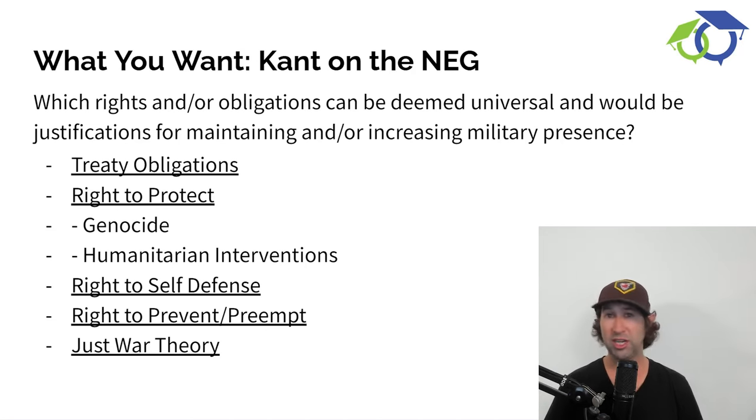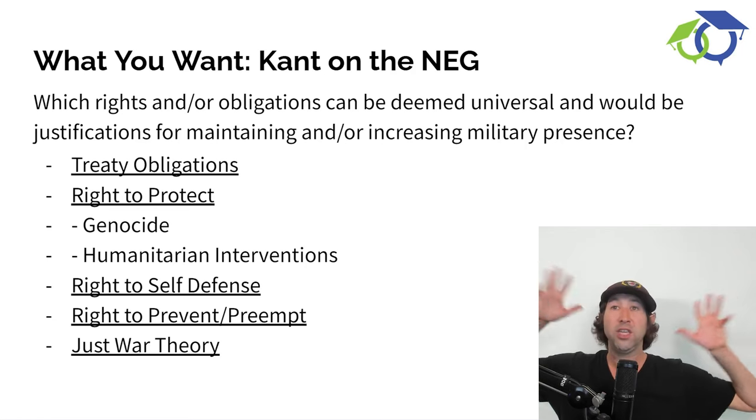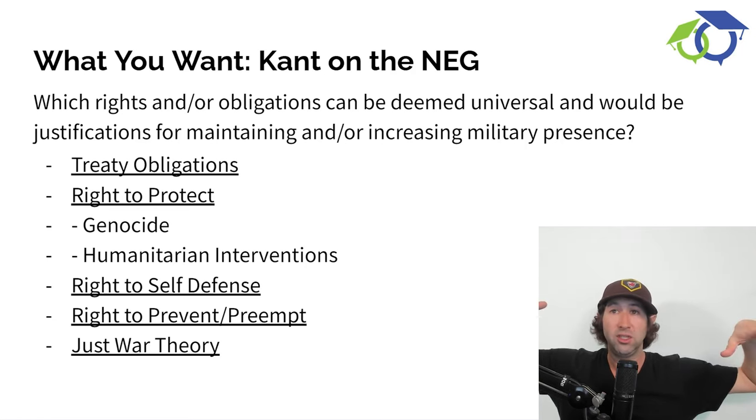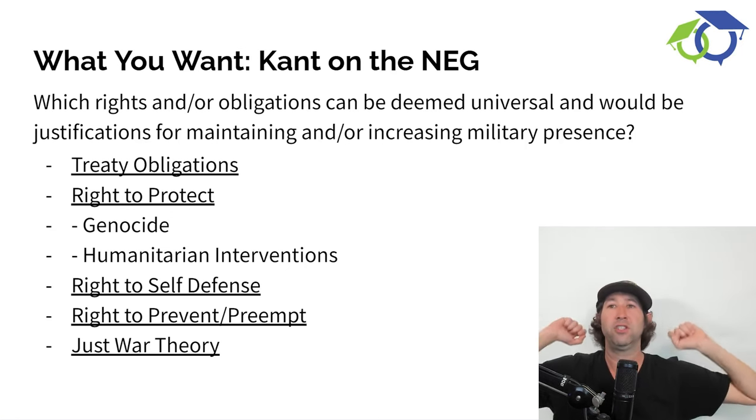Same thing is true with humanitarian interventions. So there are instances where people need humanitarian aid, our military presence might be necessary to do that, especially if there's combat areas and combat zones that might impact humanitarian aid getting to the people who need it the most. In those instances, military presence, there's a lot of theorists who say there is a universal obligation to intervene in those instances. Same thing with the right to self-defense. We always universally have a right to defend ourselves.